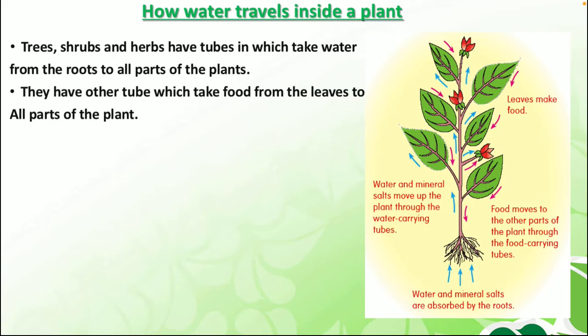So like in our body, there are vessels which carry blood, plants also have tubes. So in both they carry water and some nutrients. From one tube they carry water and from the other tube they carry the food. The water they take from the roots and send all over the plant, and from the other tube they carry the food, and they have the other tube which takes food from the leaves to all parts of the plant.